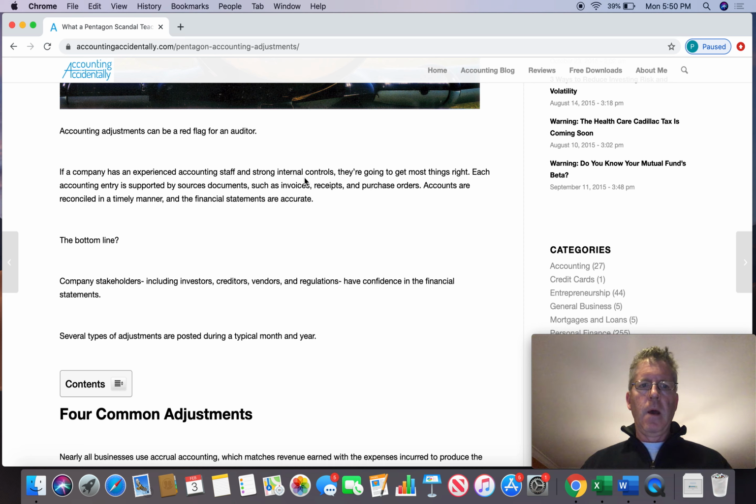Okay? If a company has experienced accounting staff and strong internal controls, they're going to get most things right. Accounting entries are supported by source documents. The accounts are reconciled in a timely manner. All this creates accurate financial statements. What does that mean? Company stakeholders, including investors, creditors, vendors, regulators, have confidence in the financial statements. They know what they're getting is accurate.